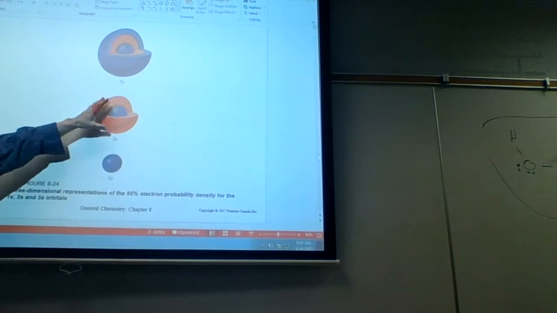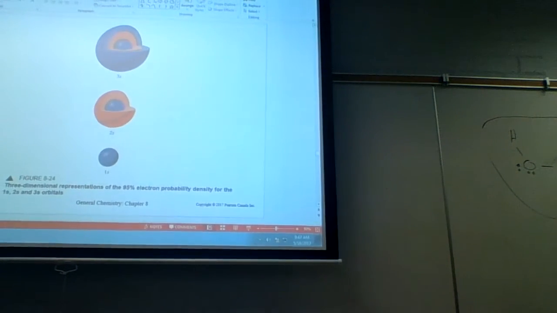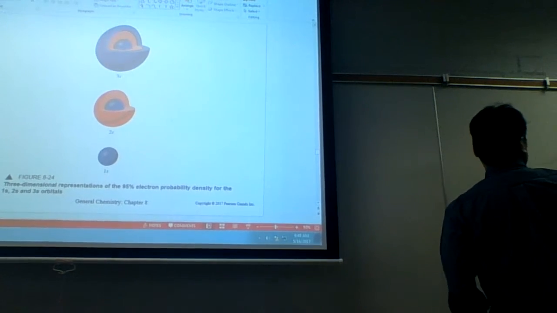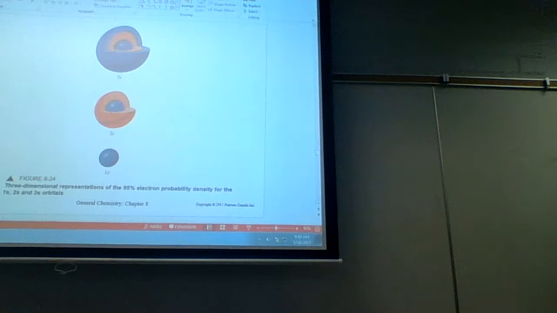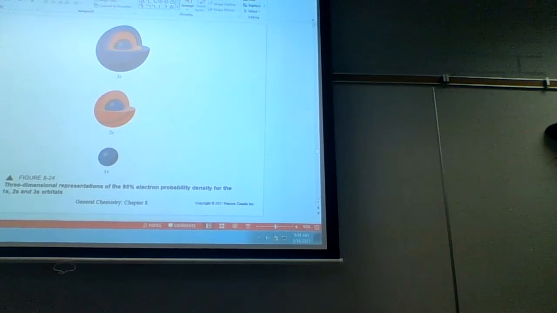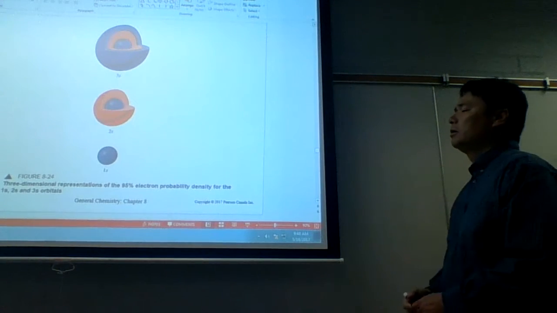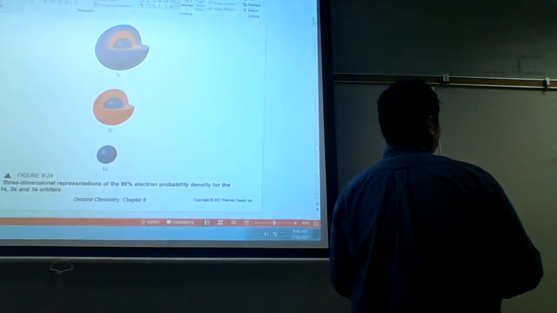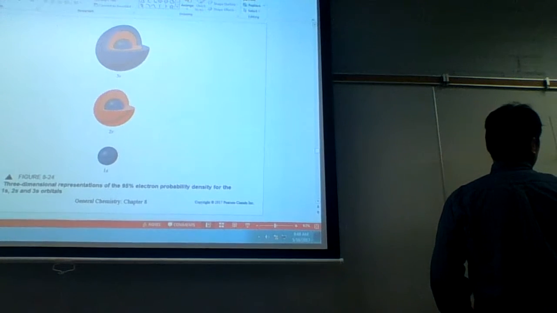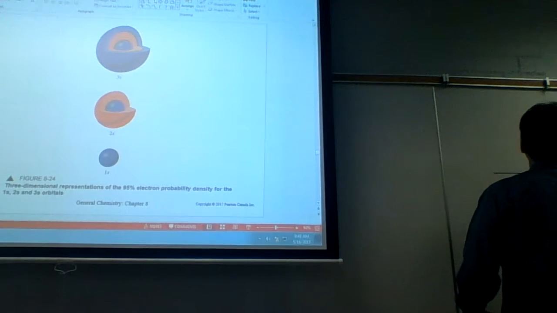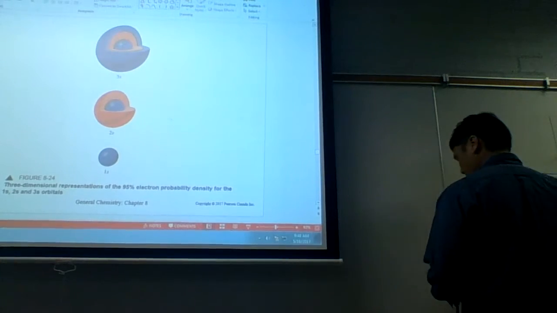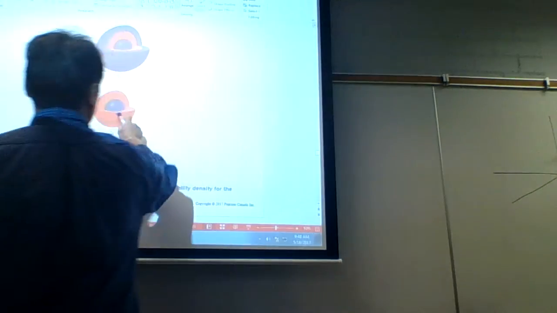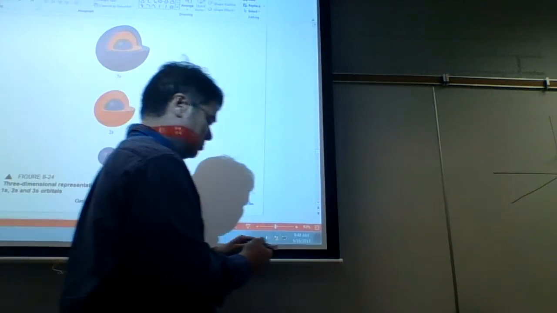S orbitals are just spherical, so there's no problem with drawing an S orbital. We're going to focus on, let's say, the 2s here. If we just represent the 2s, we're not going to show the 2 spheres here. We're just going to show one.